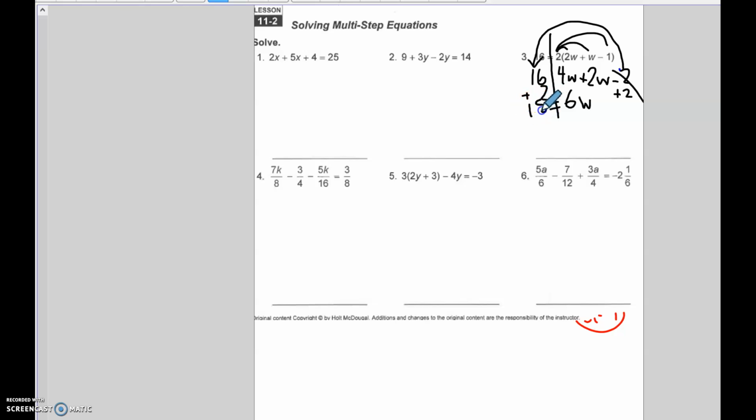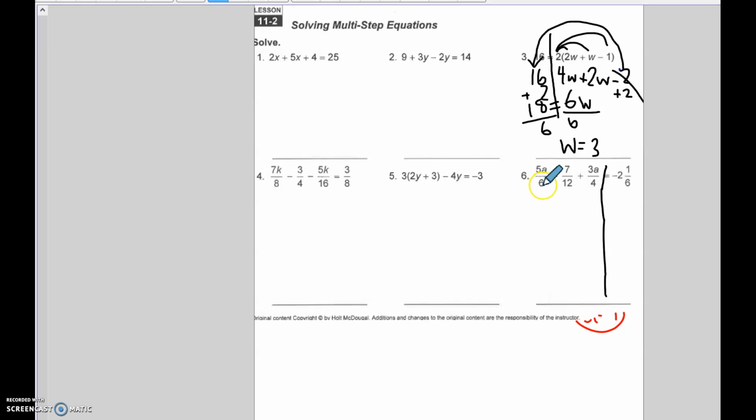And then to finish solving, I'll get w alone by dividing. So therefore, w equals 3. And then you should check your work, plug 3 in everywhere it says w, and make sure that it works and that this side does equal 16. Okay, let's do this one with a fraction.